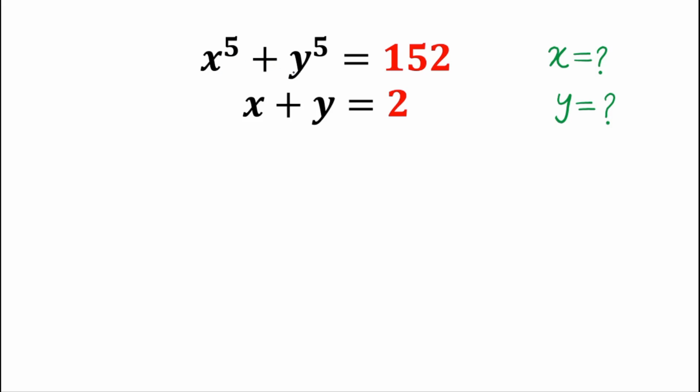Here x power 5 plus y power 5 is equal to 152, and another equation is x plus y equals 2. Here we need to calculate all possible values of x and all possible values of y.